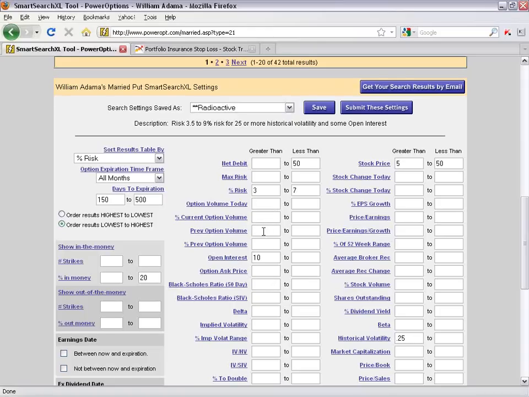Option volume today and previous option volume is typically not something I use in the search. The reason why is because we are looking for put options that are far out in time and in the money. We have to be honest with each other. These are not the options that have a lot of activity on a regular basis. I might use a basic screen to look for an option volume today of greater than 0, just to make sure there's at least one contract or some activity today. But normally I won't necessarily use that, only because I don't want to filter out something that looks good.